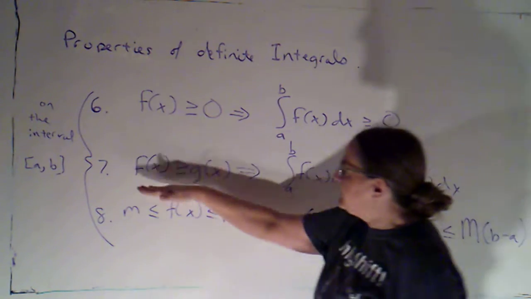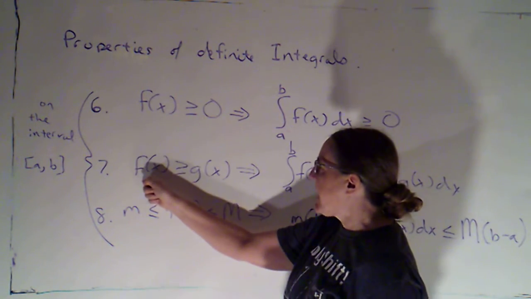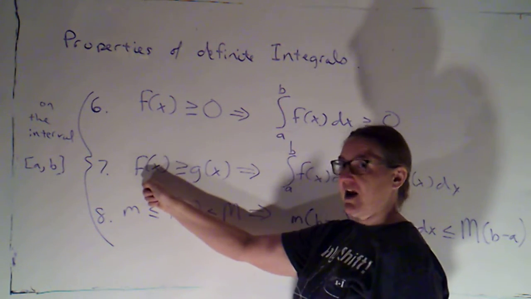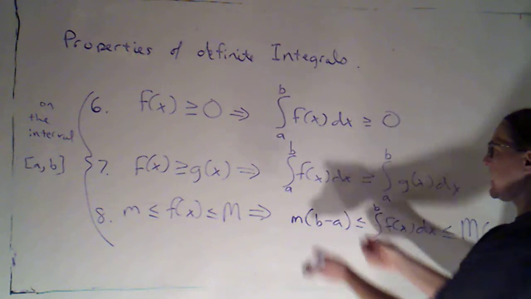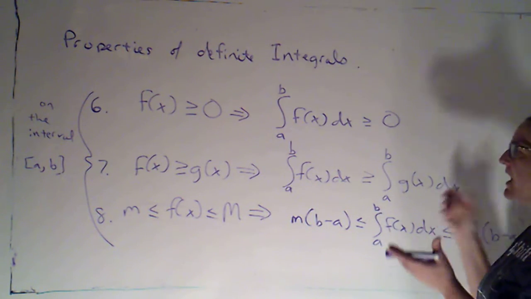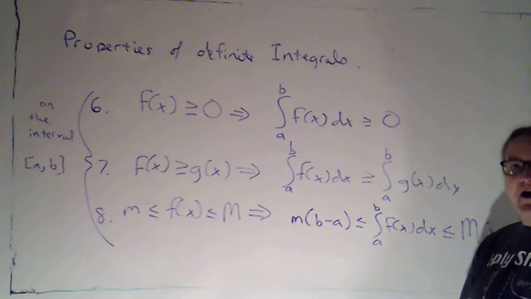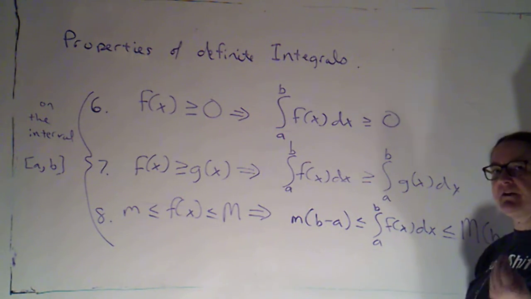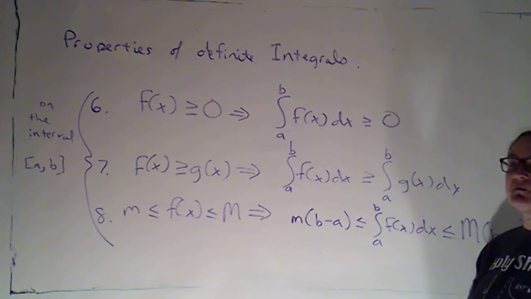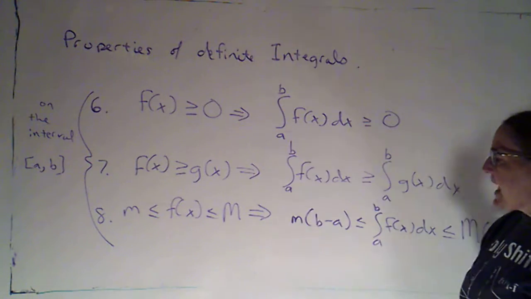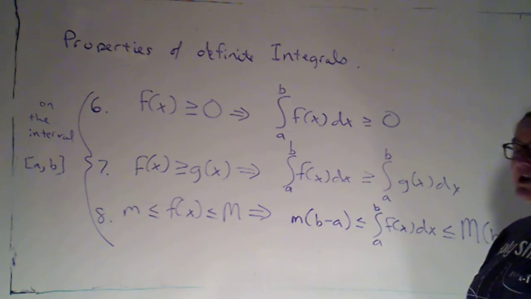All right, this one says if f is bigger than or equal to g, so this is the bigger height function, the bigger height function is going to give me the bigger area. Again, nothing super surprising there. Sort of common sense if you think about what the definite integral means in terms of it being a signed area. And then this last one just applies that to this inequality.